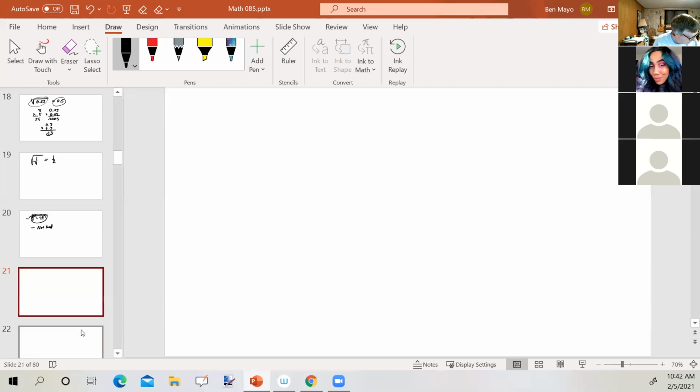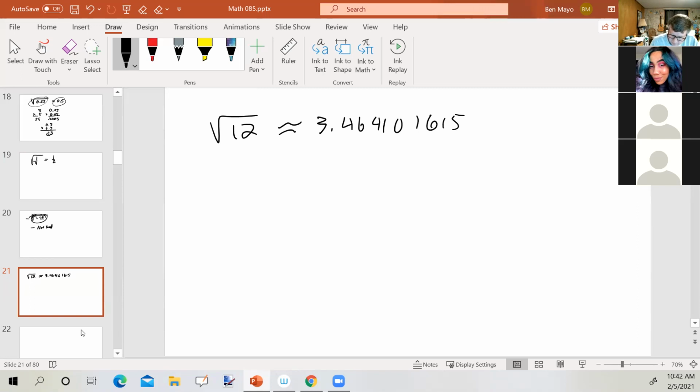All right, now here is specifically a calculator problem. It says, find the square root of 12, give an answer to 4 decimal places. So on your calculator, the square root of 12, I'm getting 3.4641011615. But if I want it to 4 decimal places, that would be right there. The 5th decimal place, the 0 would round down. So my answer is going to be 3.4641.